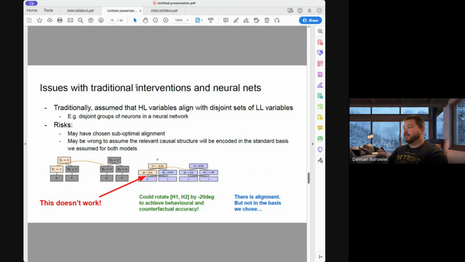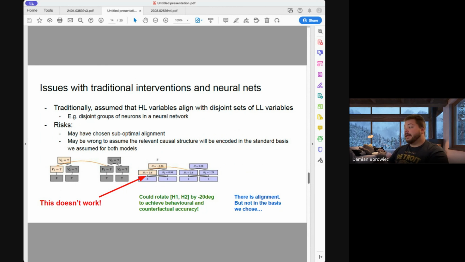I guess the next bit would be that there are some issues with this, because we would traditionally assume that high-level variables align with disjoint sets of low-level variables. So some concept would be implemented by disjoint groups of neurons in a neural network. There are some risks with that sort of thinking, because we may have chosen a suboptimal alignment, and it may be wrong to assume that the relevant causal structure will be encoded in the standard way we think about or assume about these models.